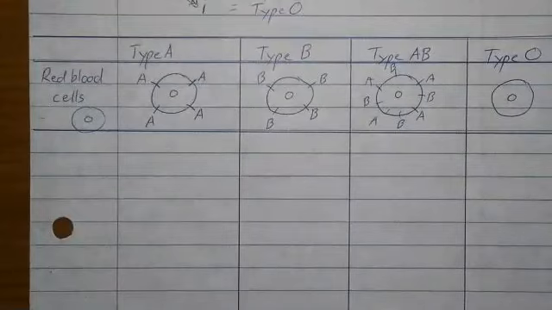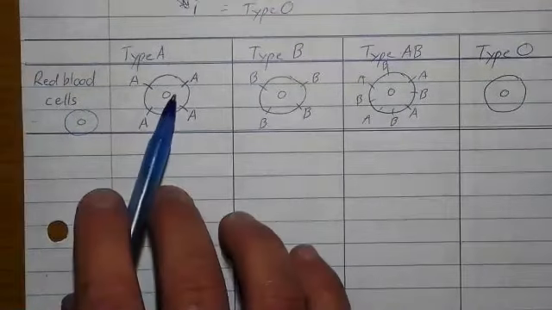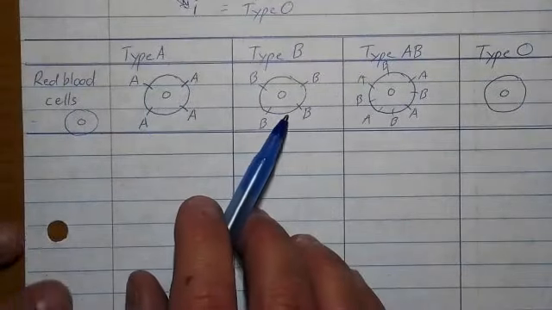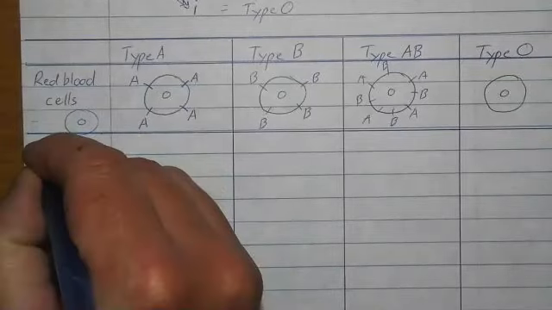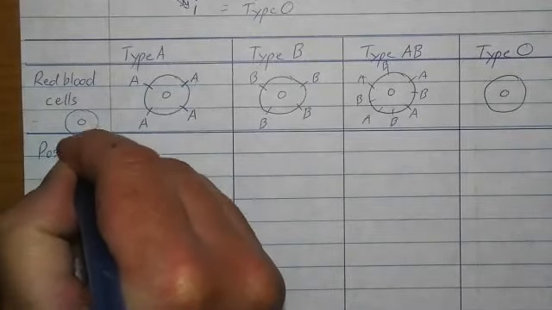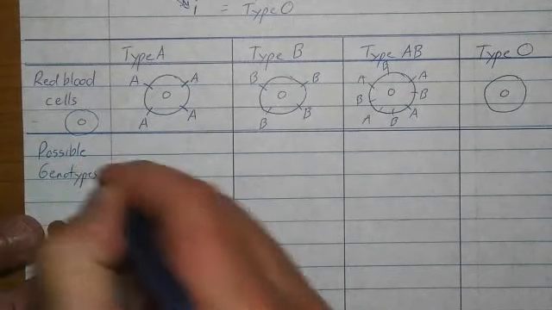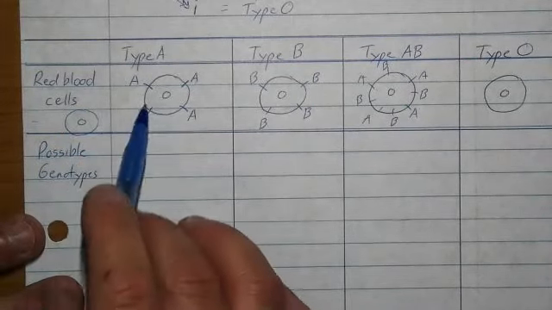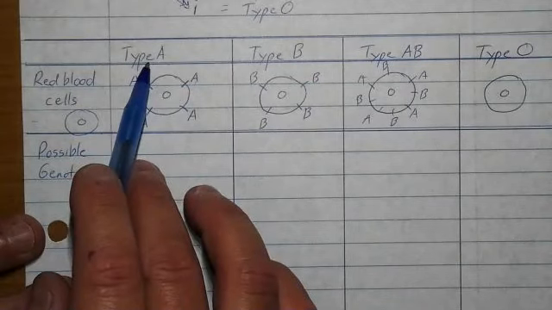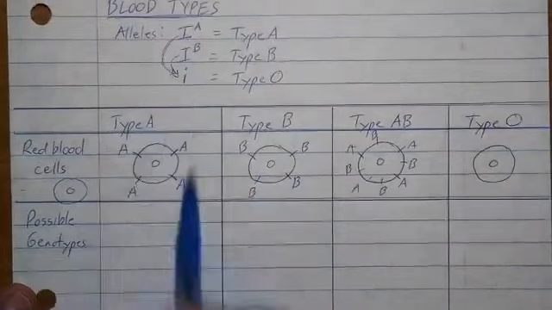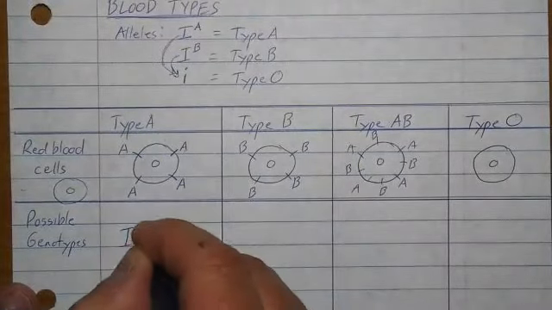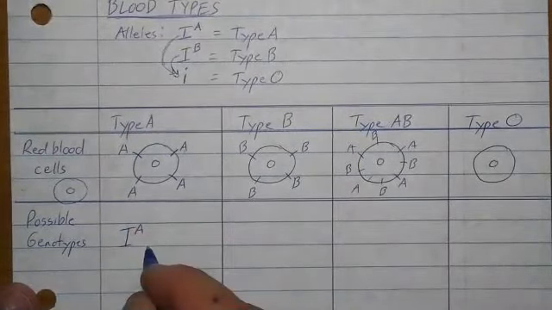So for those of you that know your blood type right now, you want to check your blood type and go, oh, I'm in this category, I'm in that. All right, genotypes. So, possible genotypes. Okay, so if I'm going to be a type A person, then I have to have this I to the A as one of my letters, right? So what's the other one going to be?